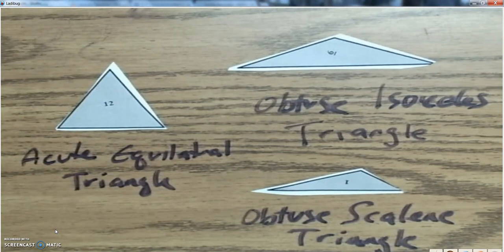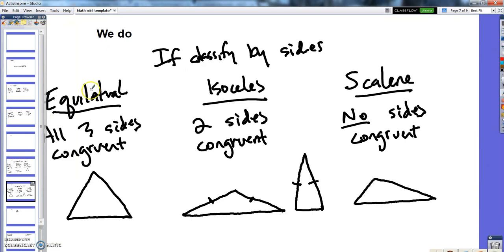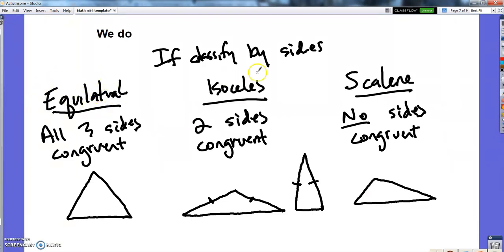Hopefully after a few days, this is a comfortable thing for you to do. There's no real getting around learning some of these vocabulary words, especially the sides. Please make sure you take the time to know the words equilateral, isosceles, and scalene, which one's which, because it's easy to forget which one's which. And if you do, then it's easy to miss a question. So make sure you take the time to learn that vocab.